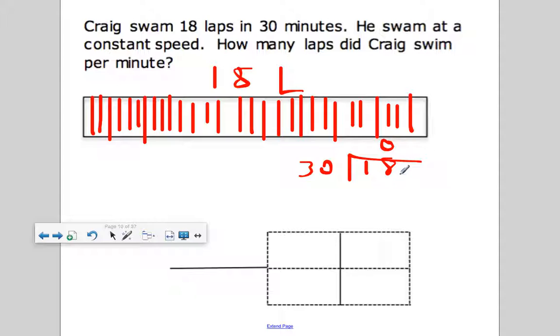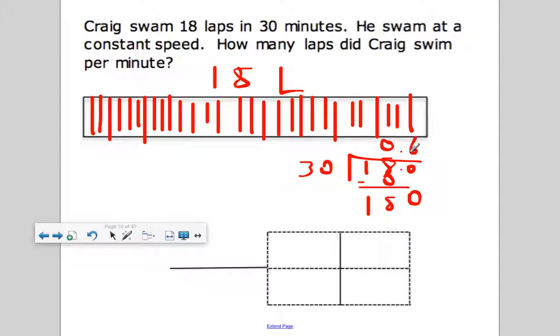What do I do? I'm stuck. That's it. I'm done. Oh, I put a little r. No, you don't. That's elementary school. Remember, you put a point. I need 0 because I don't want to change the value of 18. So that's why I had to put a 0.0, a placeholder there. So I bring it down. How many 30s go in 180?